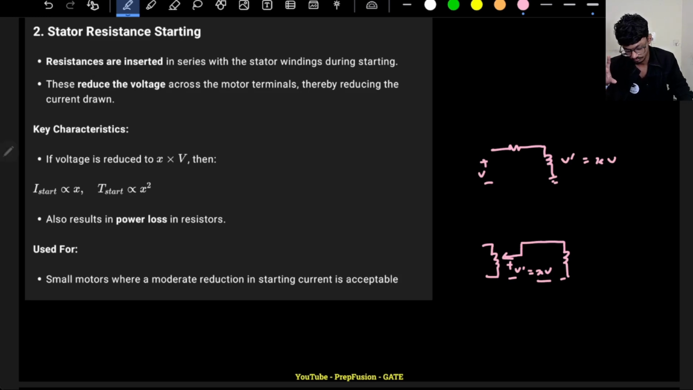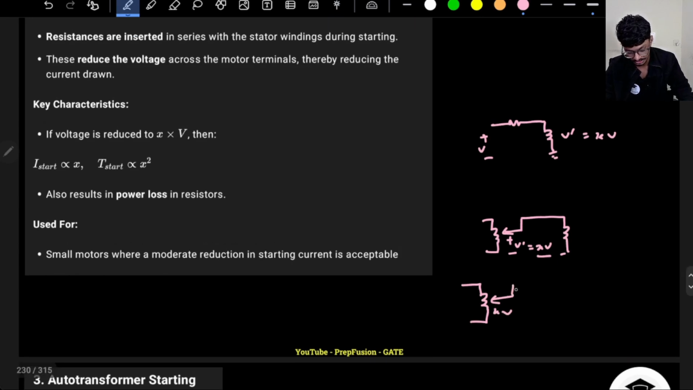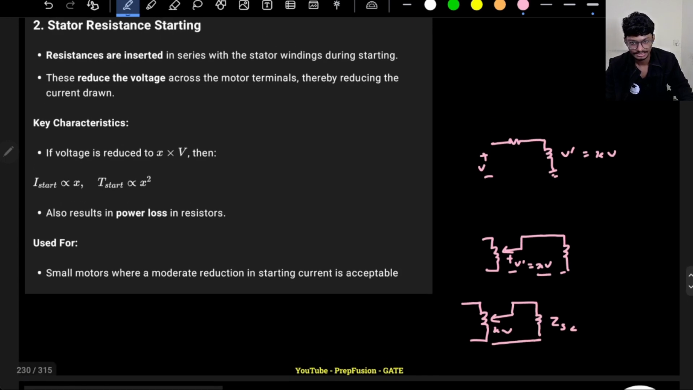Because here I have an auto transformer, I'm just reducing the voltage by X into V. What about the impedance? The impedance is still there, that is ZSC. So how much is the current getting reduced? That is what we have to identify.